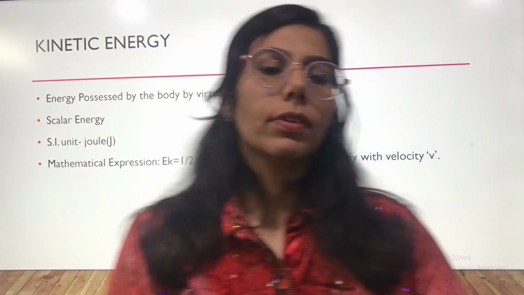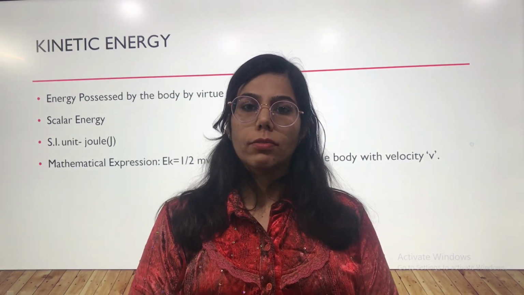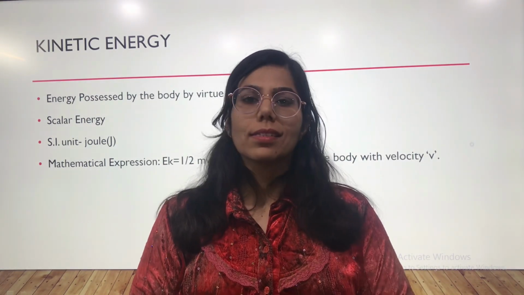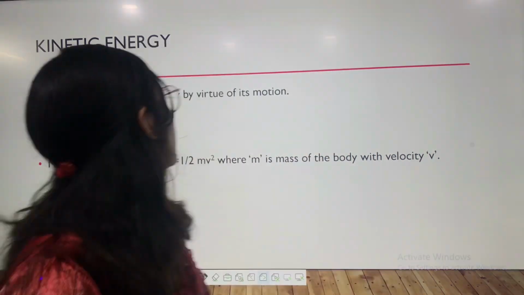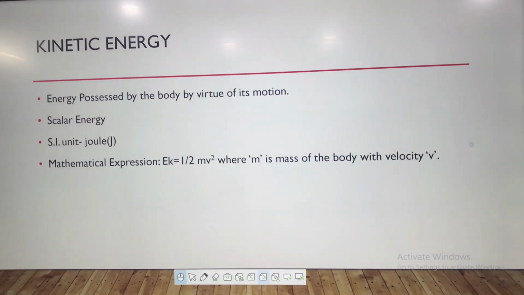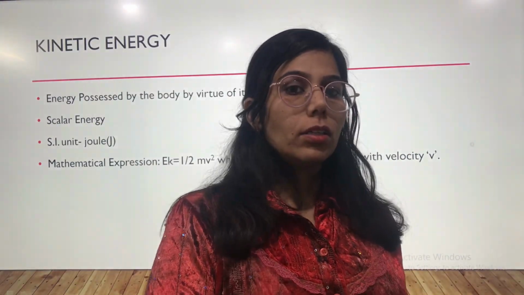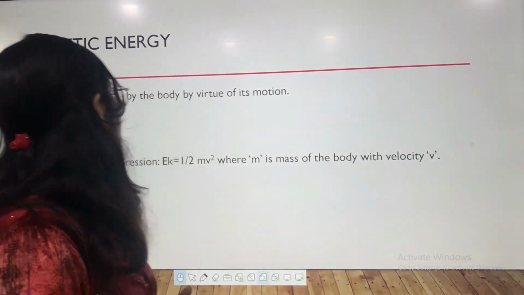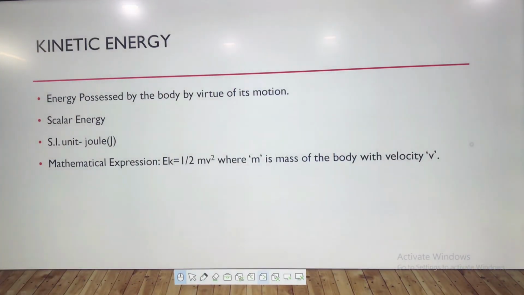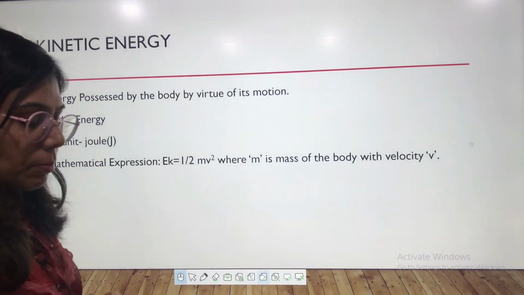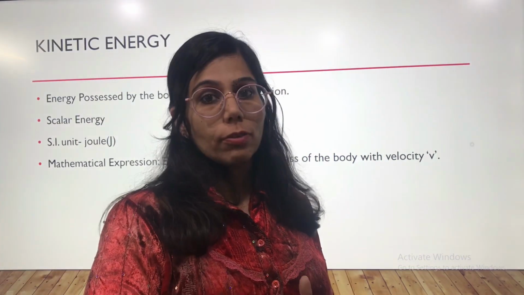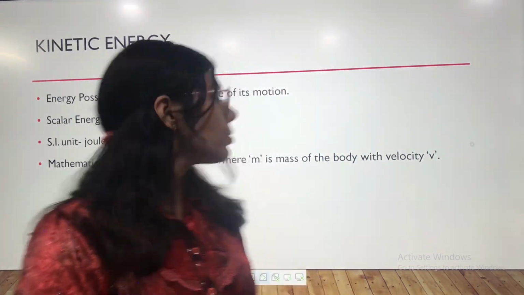Now let us proceed with the different forms of energy, and I want to start with kinetic energy. It is the energy possessed by a body by virtue of its motion. When an object is in motion, that object will have kinetic energy because of its motion. It is a scalar energy, which means it has magnitude rather than direction.